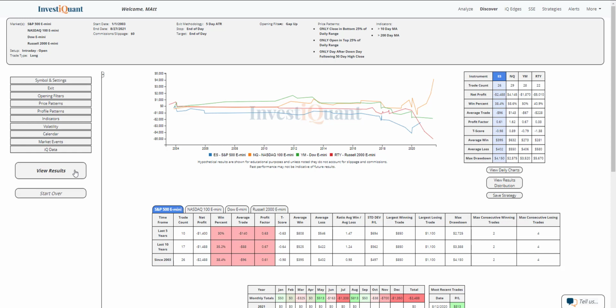So it's not a consistent pattern that takes place across all four instruments, but a couple of them have seen quite a bit of weakness following this pattern, with the Russell being the weakest of the group.